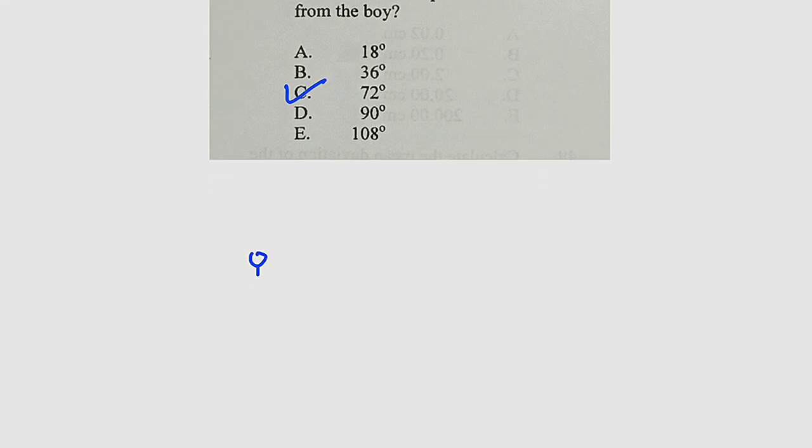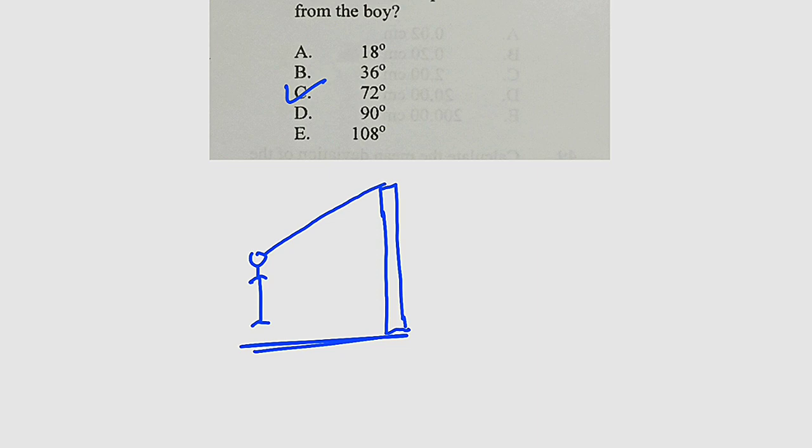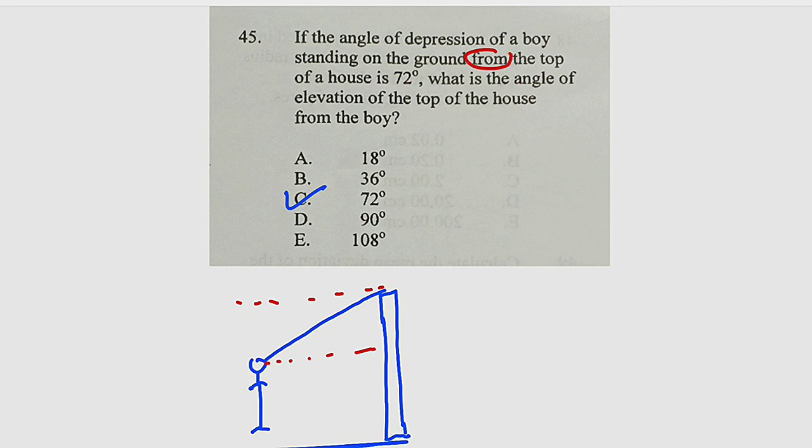Suppose we have a boy here standing, and we have a vertical wall here or a house from the same ground. So from the top to his eyes is something like this. And in both cases, we have a line of sight. So the moment you hear this word "from" is very important. That is where you're going to calculate the angle. So the angle of depression from the top, this is the top. Angle of depression, meaning you should look down. This is the angle we are talking about, is 72.